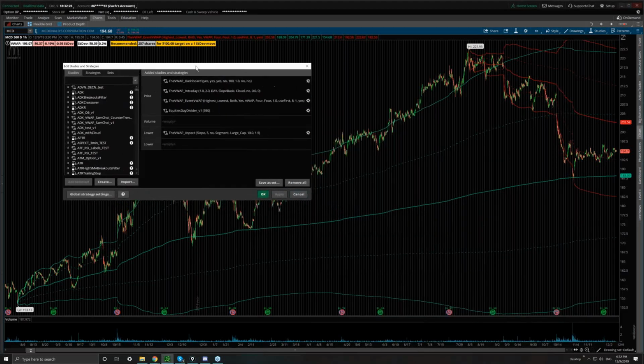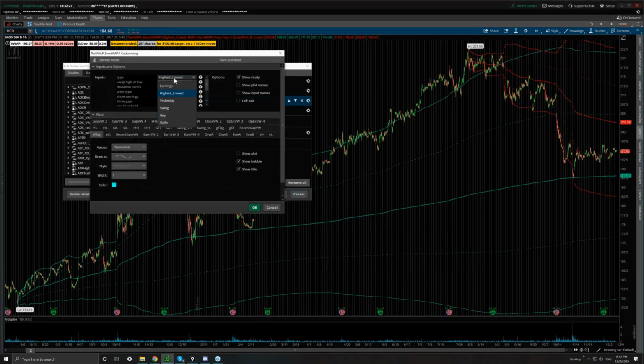So by default, again, this will only plot the highest high and lowest low settings available. Let's come back to yesterday and swing. They're a little more confusing.